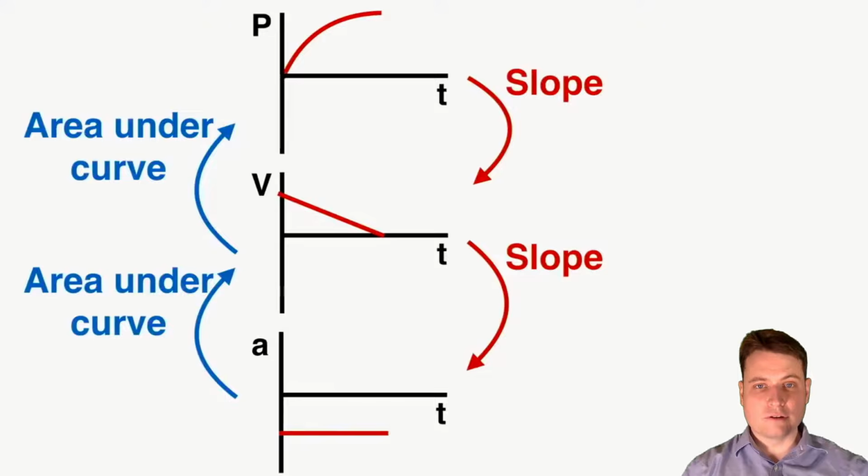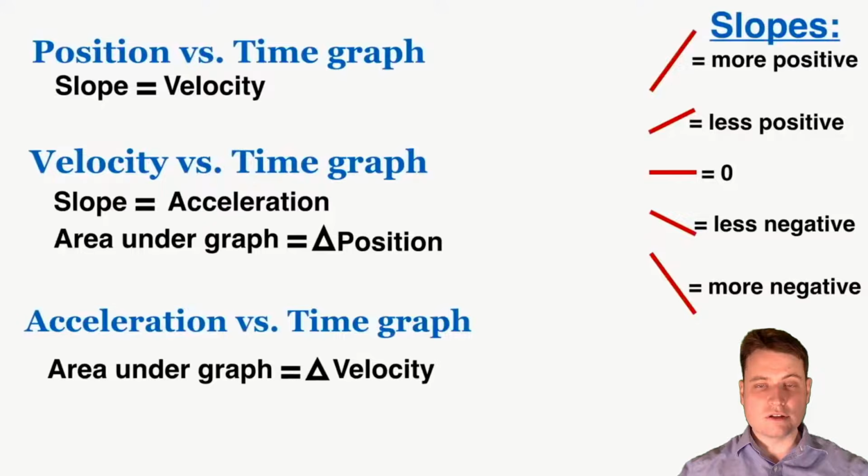So as you know, the three graphs have this relationship between themselves. The velocity is the slope of a position graph, and the acceleration is the slope of a velocity graph. And the area under the curve of an acceleration graph is the change in velocity, and the area under the curve of a velocity graph is the change in position. We're going to be using these rules specifically to translate between a bunch of examples to show you how they work.